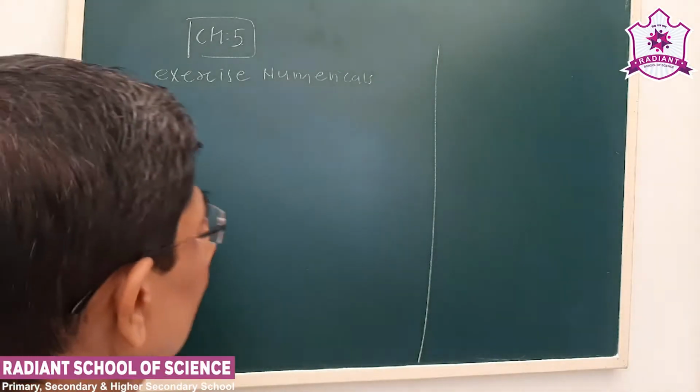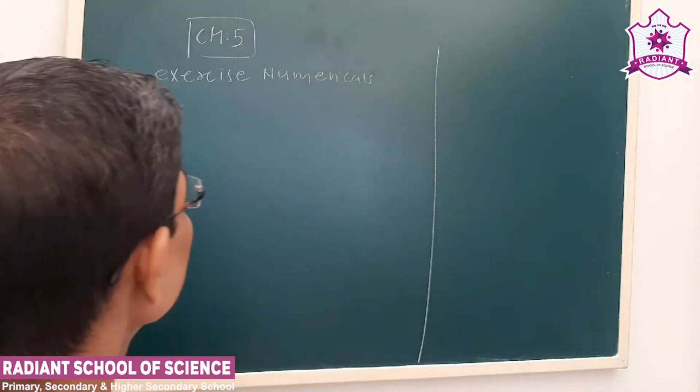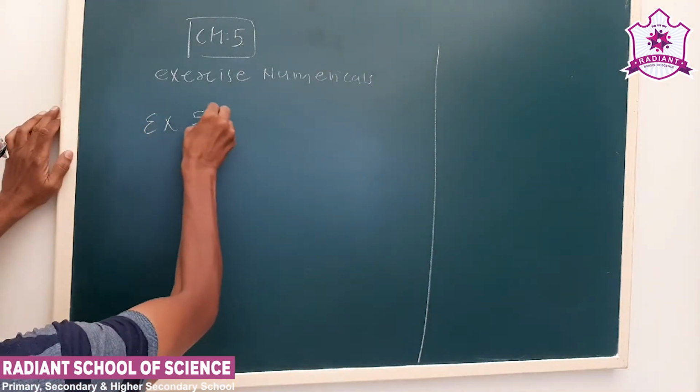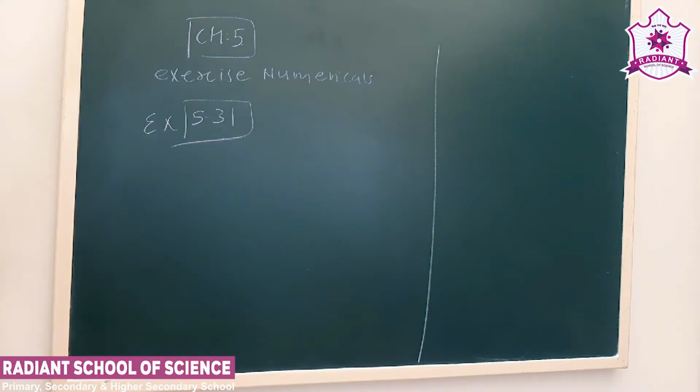Dear students, last time we discussed the exercise numericals of lesson number 5, that is laws of motion. Now we proceed further. Our next is example number 5.31. A train moves on a circular path of radius 30 meter.